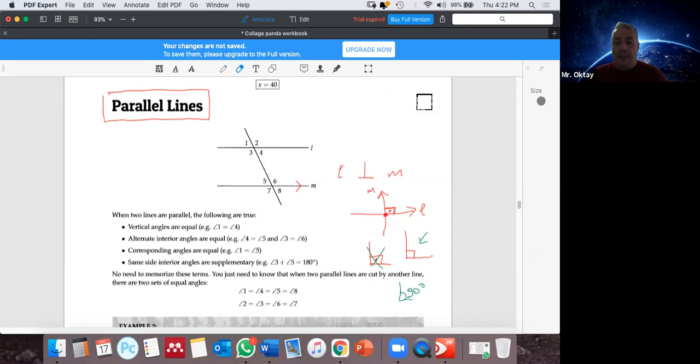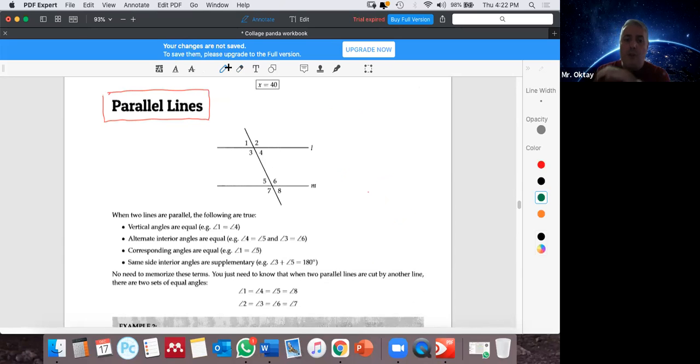Okay, now let's come to our topic. When we have two lines that are parallel, we have some important rules. The rule is this position, where I have an angle, and this position are equal to each other. So angle 2 is equal to angle 6. We memorize this. We call these corresponding angles.